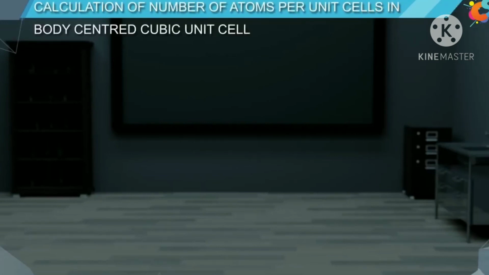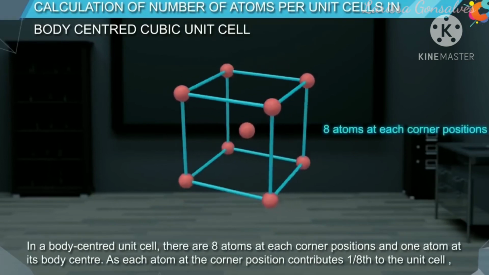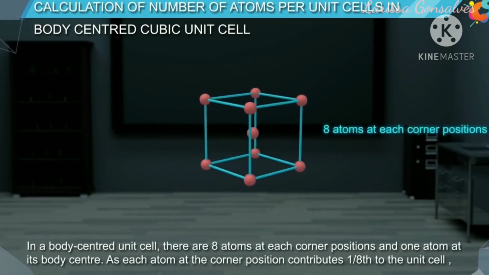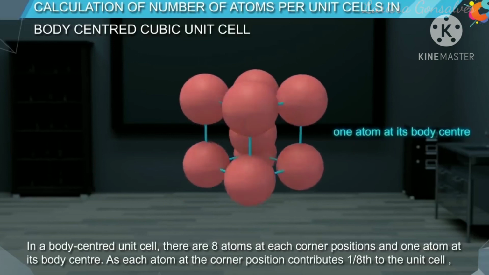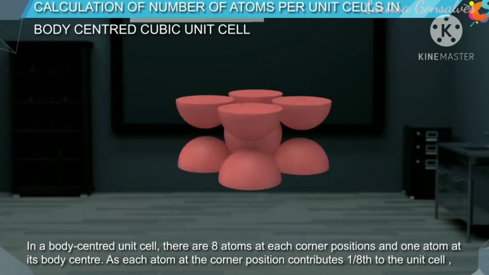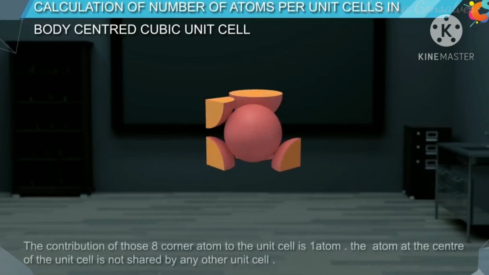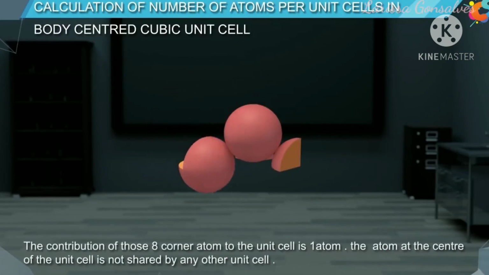Calculation of number of atoms per unit cell in a body-centered cubic unit cell. In a body-centered unit cell, there are 8 atoms at the corner positions and 1 atom at its body center. As each atom at the corner position contributes 1/8 to the unit cell, the contribution of those 8 corner atoms to the unit cell is 1 atom.